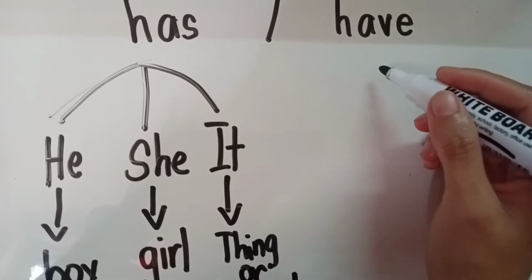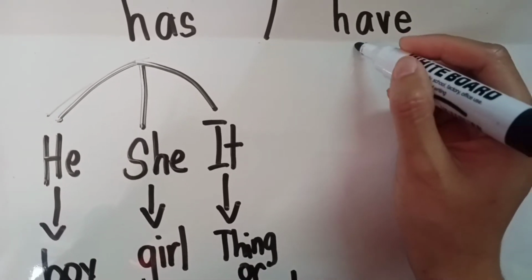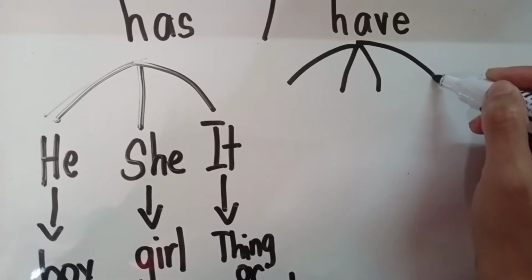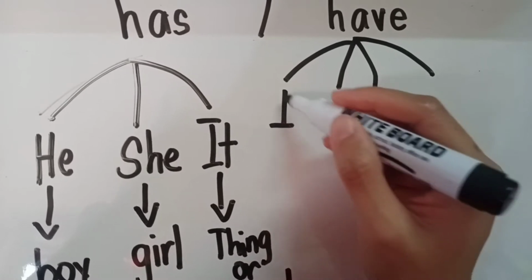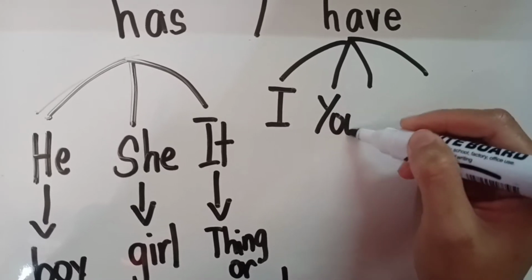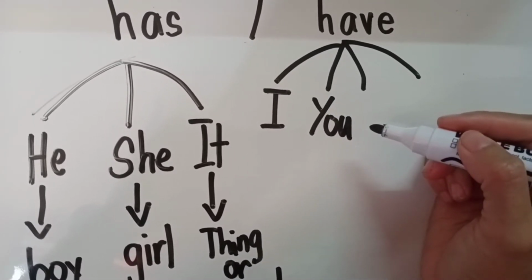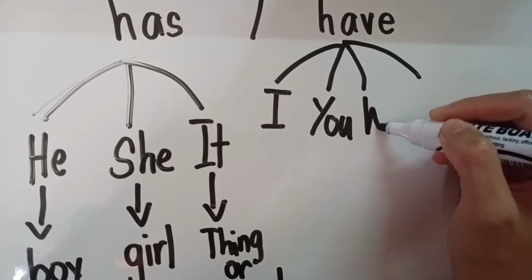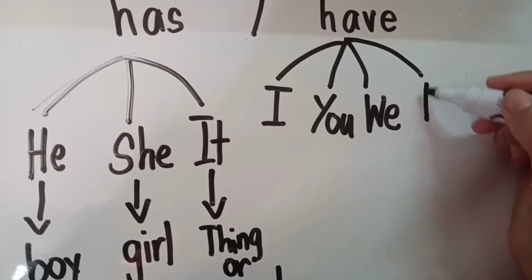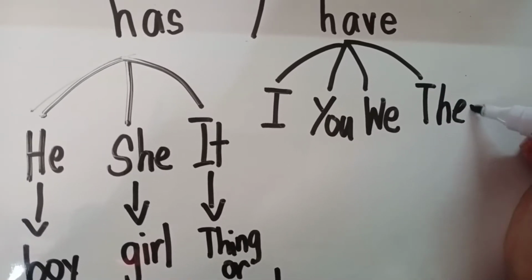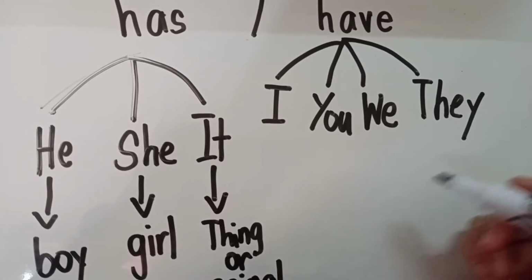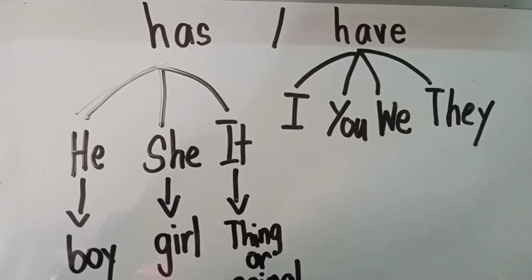So this one, have. We use have for four types of pronoun. We have the I, which means yourself. We have the you, which means other people or another person. And we, it means you together with other people. And then they means other people, many. Okay. So this is our set on how we are going to use it.